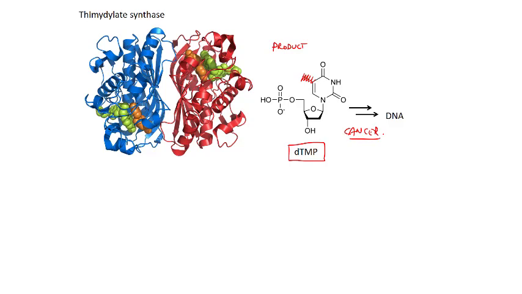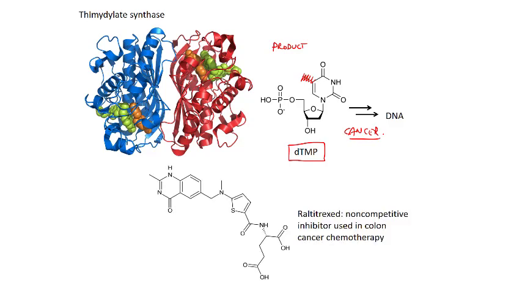So thymidylate synthase is subject to this molecule called raltitrexed, which is a non-competitive inhibitor that is used as a chemotherapy drug. Now you'll notice that the substrate and the inhibitor are not structurally similar at all. And that's because this inhibitor binds to a different spot on the molecule.